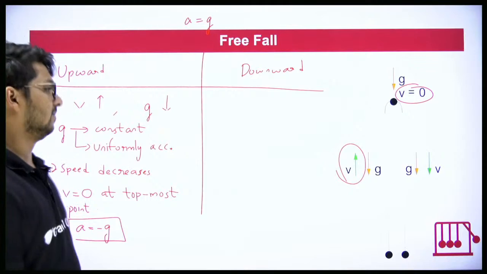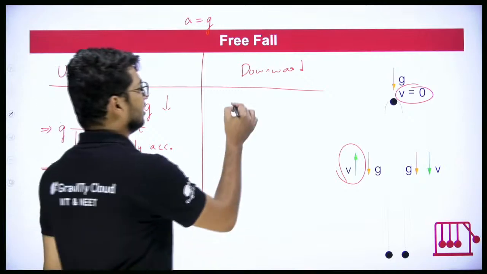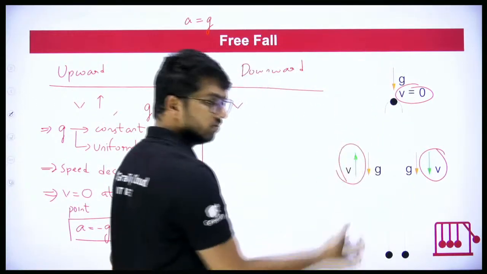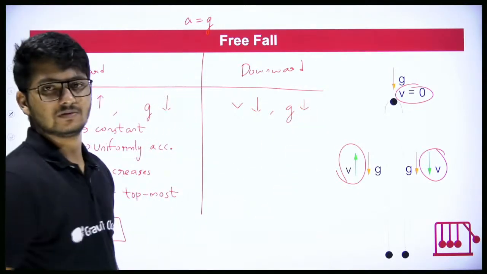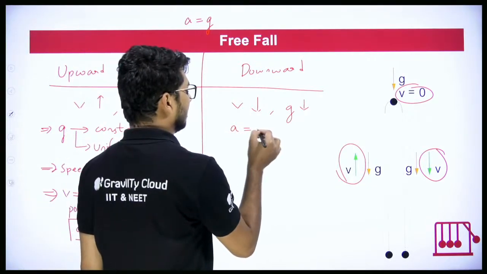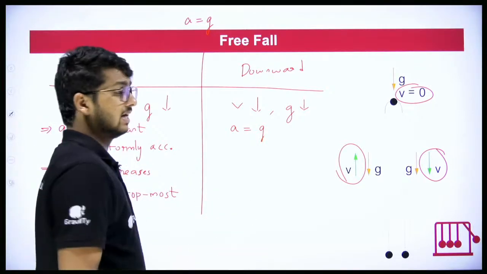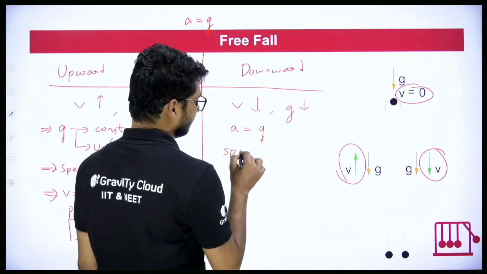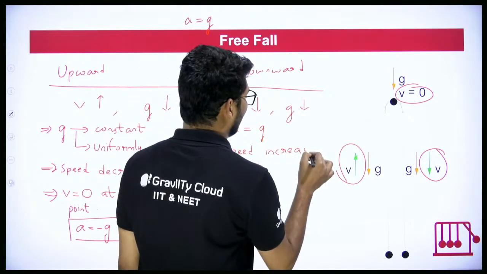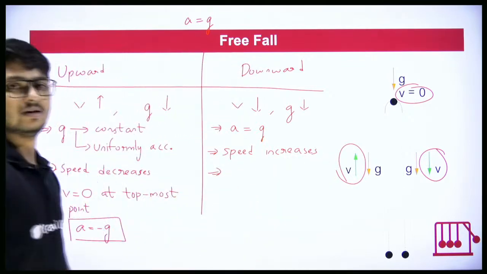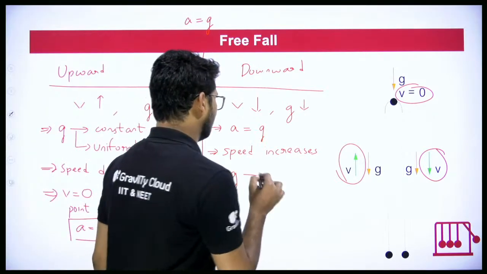Then for the downward journey, what happens? Velocity will be downwards, well, it is coming down. Acceleration due to gravity is downwards. So both of them are in the same direction. You can say a is equal to plus g, positive acceleration. Speed increases with time. And one more point is, the same point is applicable here, that the acceleration due to gravity is constant.